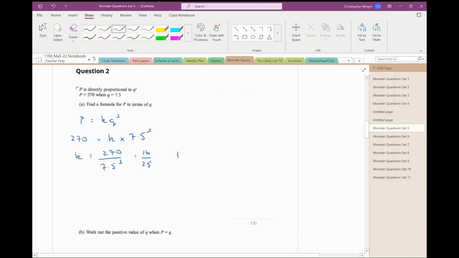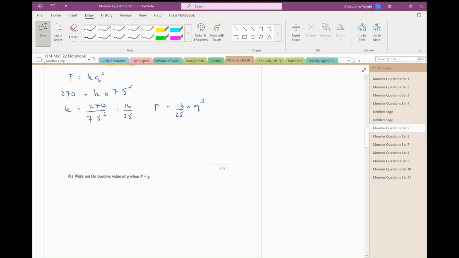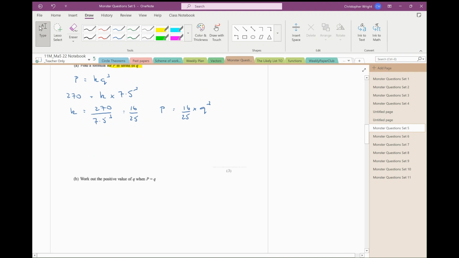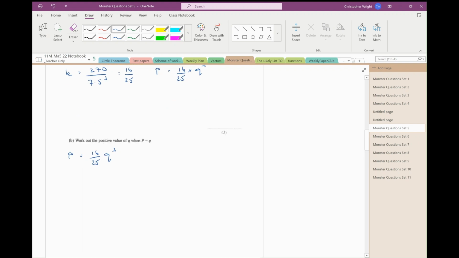So my formula is that P is 16/25 times Q cubed. Find a formula for P in terms of Q. I've done that. Work out the positive value of Q when P equals Q. Right, well here's my formula for P. P is 16/25 Q cubed, and P has to equal Q. So Q will equal 16/25 of Q cubed.